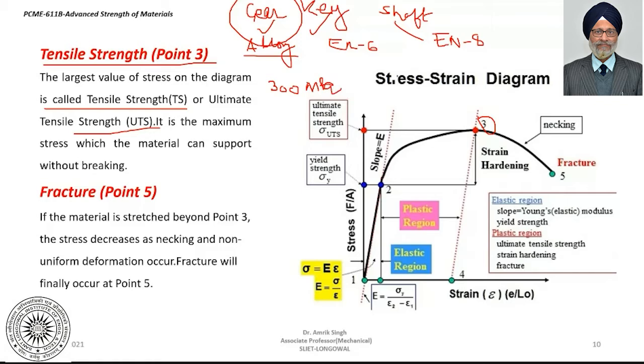So we would like that we should design this gear not at 300 megapascal, which is the ultimate tensile strength, but we will design at say 0.5 of UTS. So that means we will assume that the material is going to fail at 150.